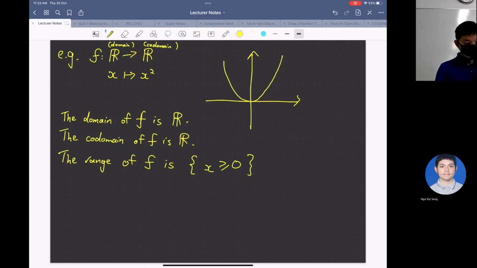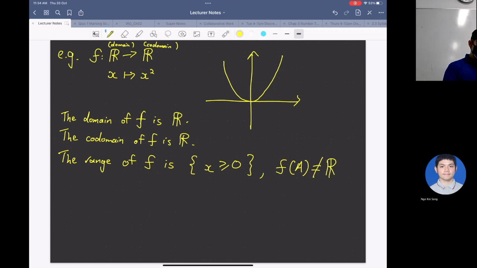So the range is the place where F takes values. Why do we introduce codomain and range? Because this is infinite, I cannot use cardinality. So it's not necessary that this set is equal to the codomain.